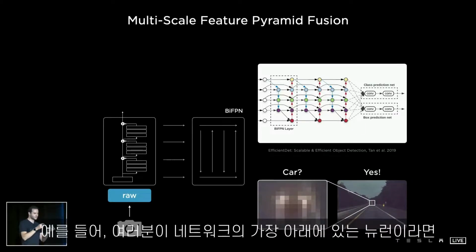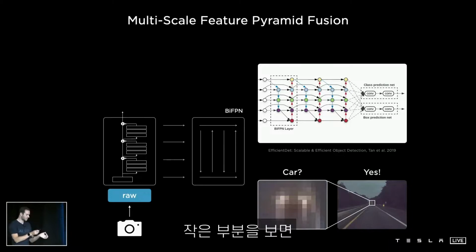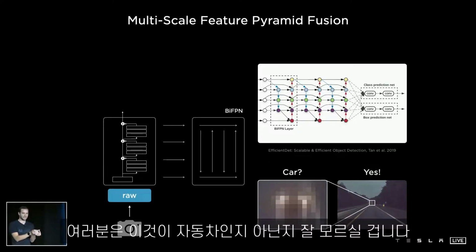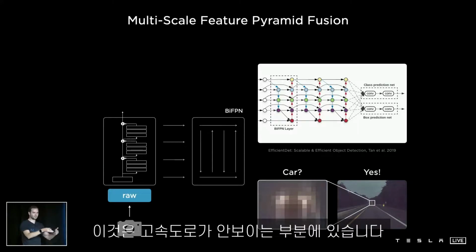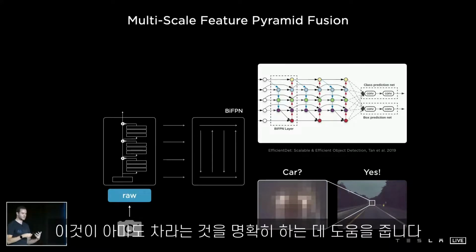So for example, if you're a neuron all the way down in the network and you're looking at a small patch and you're not sure if this is a car or not, it definitely helps to know from the top layers that, hey, you are actually in the vanishing point of this highway. And so that helps you disambiguate that this is probably a car.